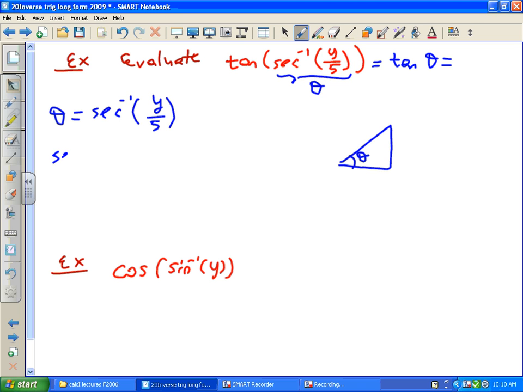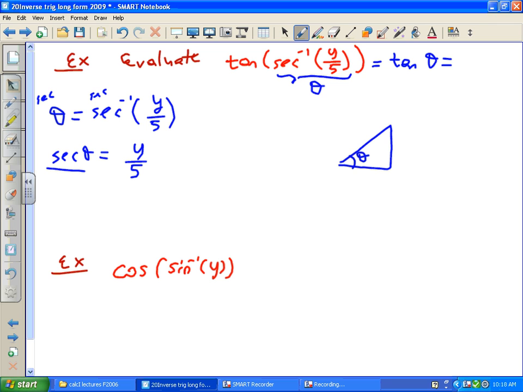What does this tell you about secant of theta? If you apply secant to both sides, what would you get? Secant and secant inverse, they will cancel each other, right? On the left, you get secant theta. On the right, you get secant of secant inverse. They cancel each other, and you get y over 5. So this is an angle such that secant of this angle is y over 5.